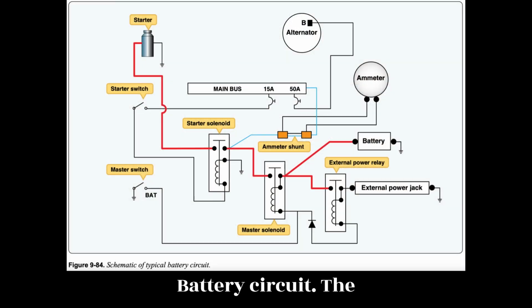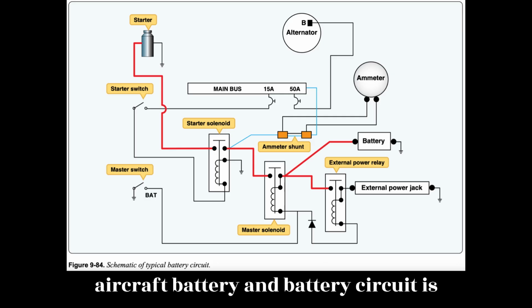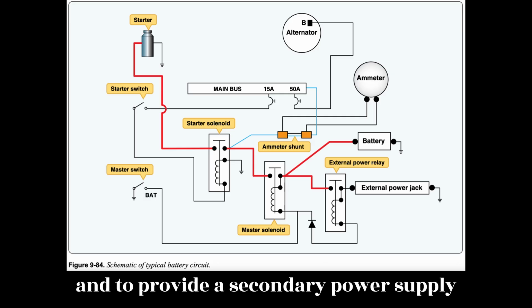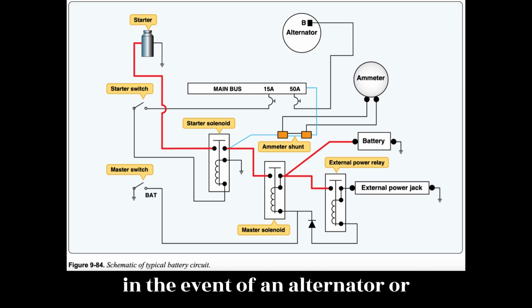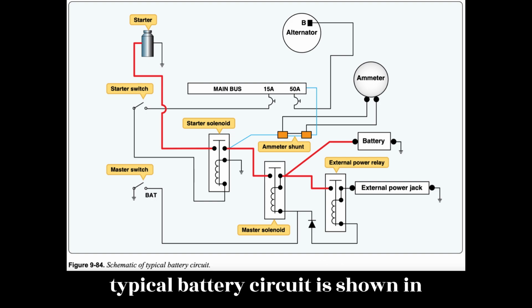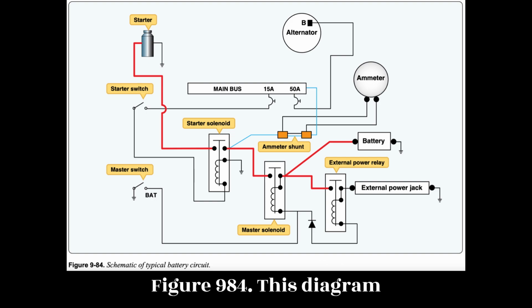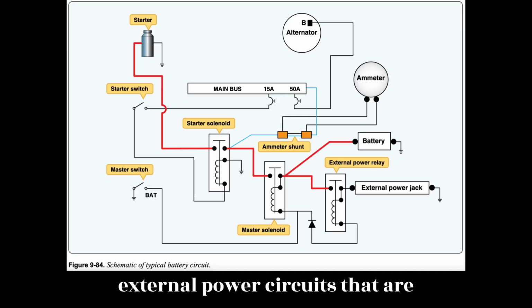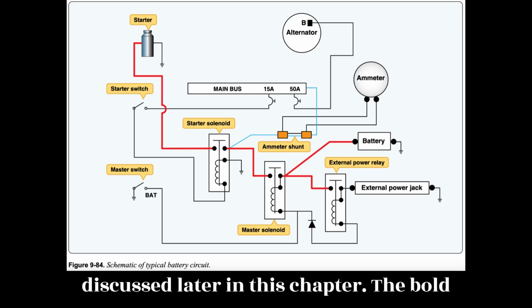Battery circuit. The aircraft battery and battery circuit is used to supply power for engine starting and to provide a secondary power supply in the event of an alternator or generator failure. A schematic of a typical battery circuit is shown in Figure 9.84. This diagram shows the relationship of the starter and external power circuits that are discussed later in this chapter.